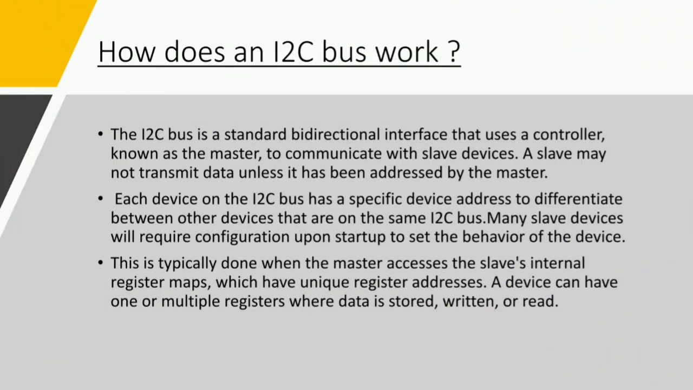So how does an I2C bus work? The I2C bus is a standard bidirectional interface that uses a controller known as a master to communicate with slave devices. A slave may not transmit data unless it has been addressed by its master. Each device on the I2C bus has a specific device address to differentiate between other devices that are on the same I2C bus. Many slave devices will require configuration upon startup to set the behavior of the device. This is typically done when the master accesses the slave's internal register maps, which have unique register addresses.